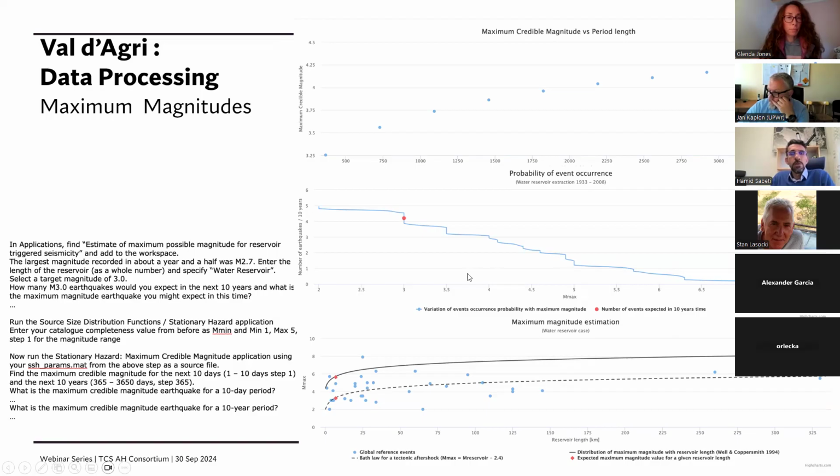We can look at the data and ask how many magnitude 3 events we might expect to find in the next 10 years. And the estimate from the models within the applications tells us that it's just over 4. And we can also use reservoir seismicity models to forecast, given the particular length of our reservoir, what the maximum magnitude from this situation might be, which in this particular case is potentially up to around magnitude 5.5.